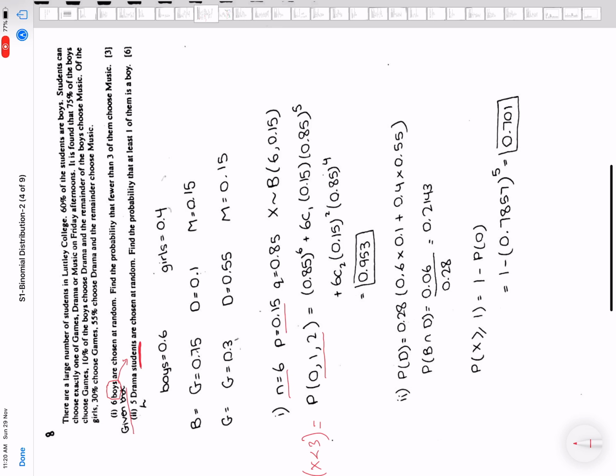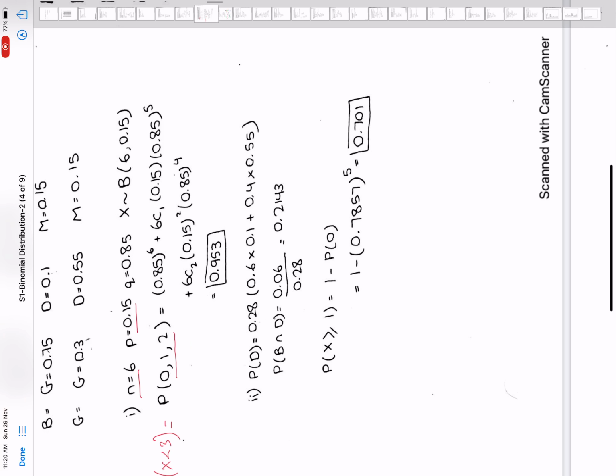for conditional probability. But this is a very unique question. Here this word students means conditional probability. So given that 5 drama students are chosen at random, find the probability that at least one of them is a boy. Now first write this information here. If you want to solve this question easily, then write the information in this way.